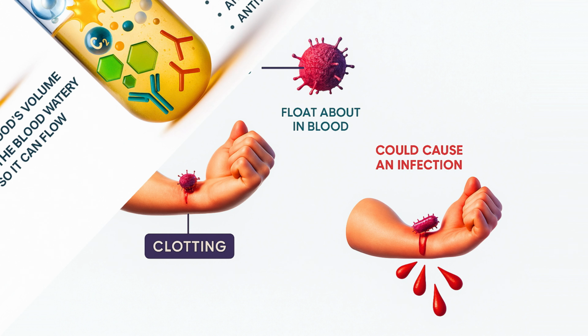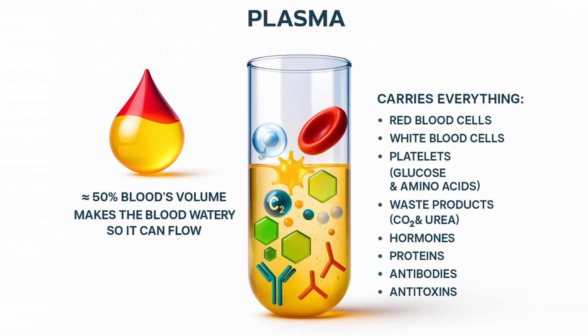The fourth main component of blood is plasma, which is a pale yellow or straw-colored liquid that makes up just over 1/2 of the total volume of blood. Plasma serves as the liquid base that keeps the blood flowing and transports various materials throughout the body. It carries the red blood cells, white blood cells, and platelets we have already discussed. Additionally, plasma transports essential nutrients such as glucose and amino acids, waste products like carbon dioxide and urea, as well as hormones, proteins, antibodies, and antitoxins produced by white blood cells.